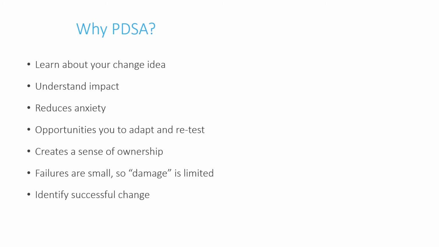You can retest and adapt as you roll out to each new environment. It creates a sense of ownership. Ownership of a change contributes to sustainability. Failures are small, so damage is limited. The system hasn't changed yet, so you don't have to undo things. And it helps you to identify successful change and then replicate this.